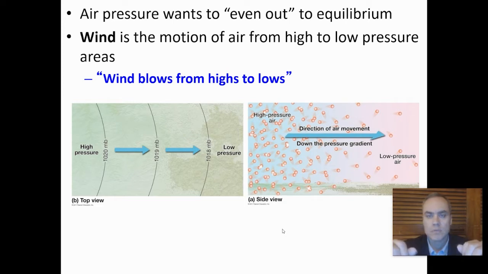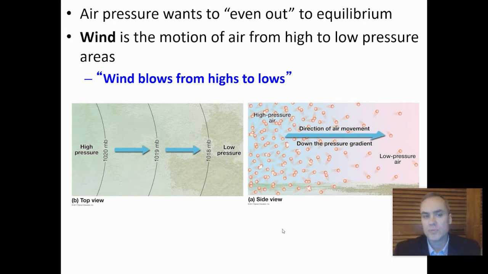So if there's a higher pressure area here and a lower pressure area here, the higher pressure air will move towards the lower pressure to add pressure there and even it out across the land. So wind is simply the motion of air from higher pressure to lower pressure areas. That's what wind is. It's the evening out of air pressure across the land.